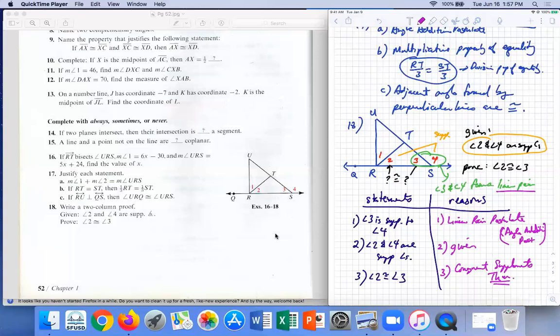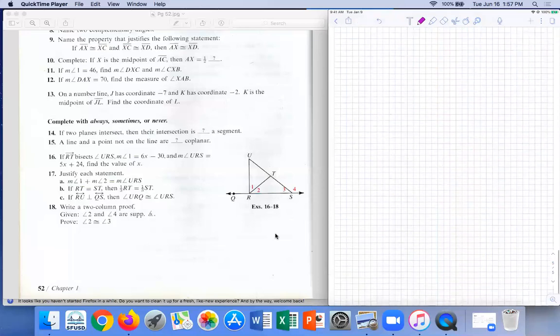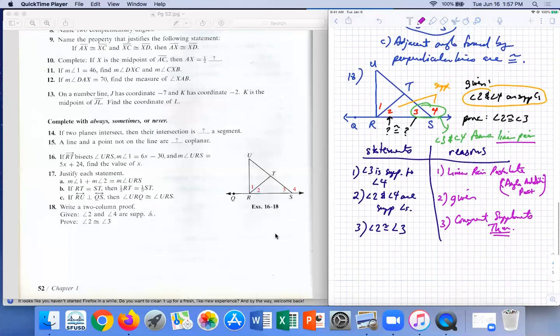This is a theorem because it can be proven, and we should have gone through the proof in class, right? Hopefully. If we don't have the name, you can always summarize it. If two angles are supplementary to congruent angles or the same angle, in this case it's the same angle, then the two angles are congruent.